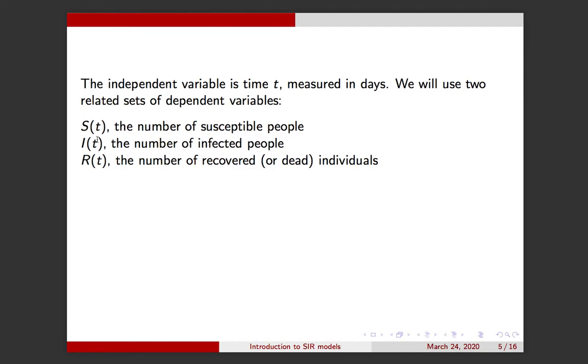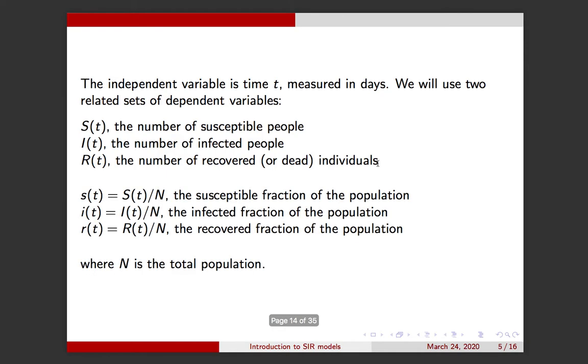And now you can see why this is called an SIR model, right? Susceptible, infected, recovered model. We also, for the sake of graphing purposes, will care about the fractional variables. So if you take the number of susceptibles and divide by the total population, you just get the fraction, or percentage if you like, of the population that is currently susceptible. Same for infected and recovered.